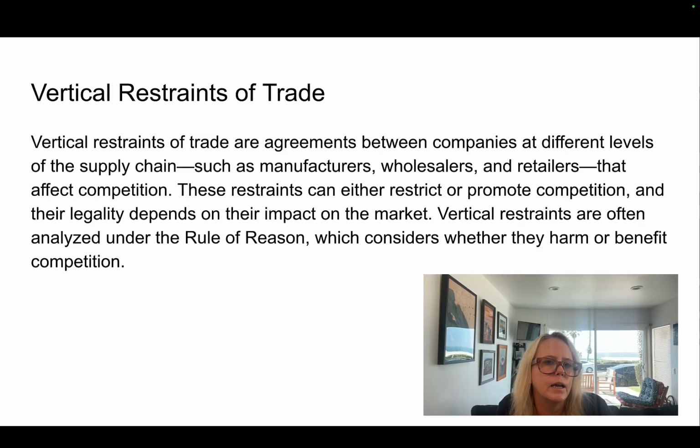Vertical restraints of trade are agreements between companies at different levels of the supply chain, so a manufacturer and a wholesaler, or a wholesaler and a retailer. These restraints of trade either restrict or promote competition, and their legality depends on the impact on the market. Vertical restraint of trade is also analyzed under what's called the rule of reason, which considers whether they harm or benefit competition.